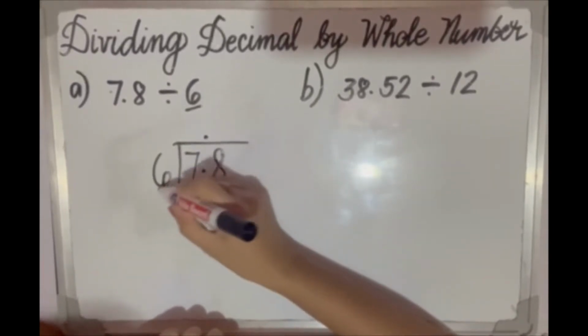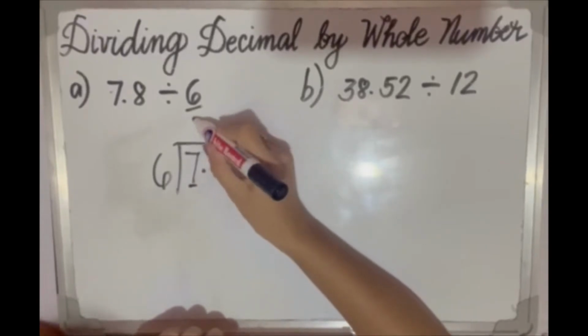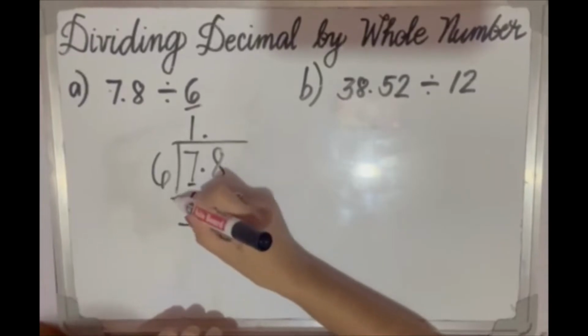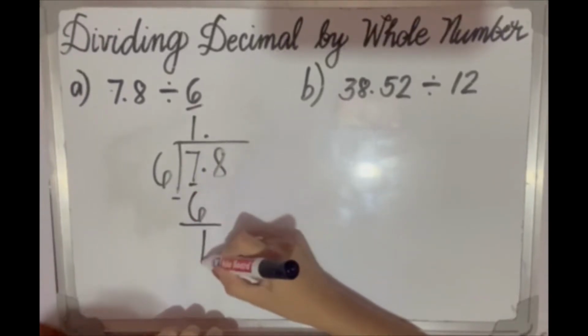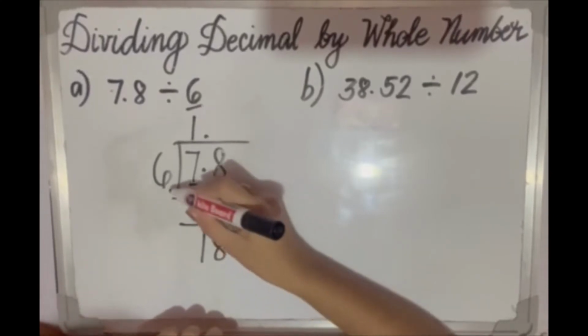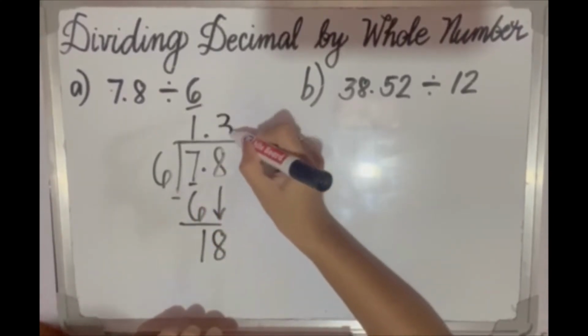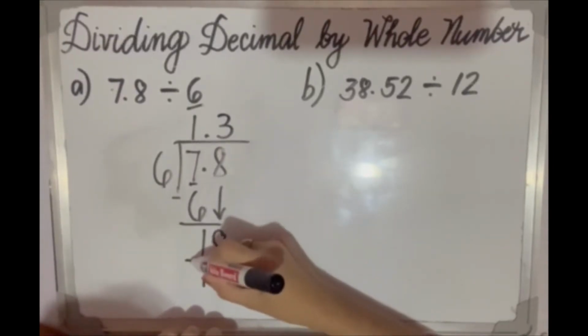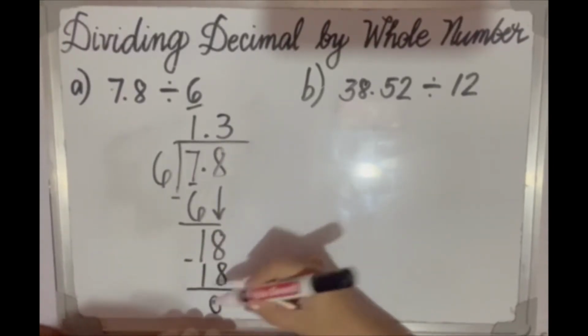7 divided by 6, we have 1. 1 times 6, we have 6. Subtract 7 minus 6, 1. Bring down 8. 18 divided by 6, the answer is 3. And 3 times 6 equals 18. 18 minus 18 equals 0.